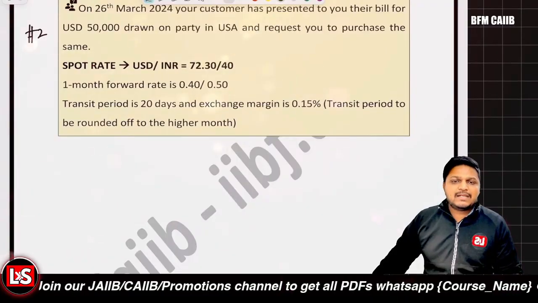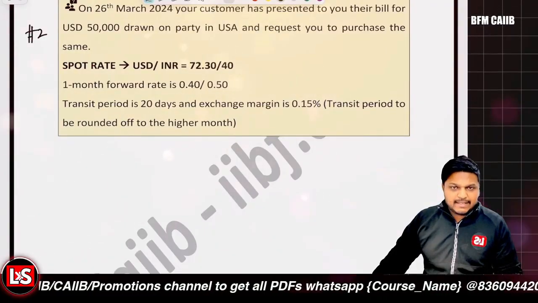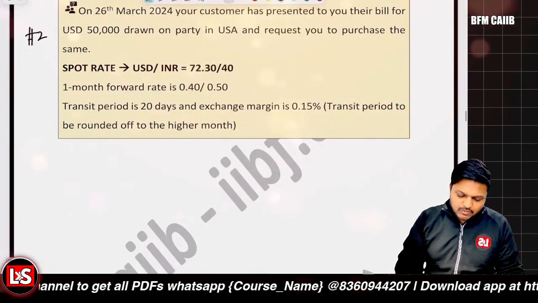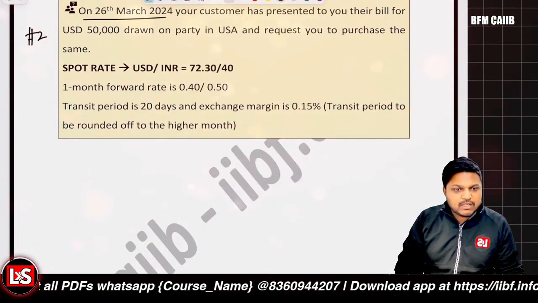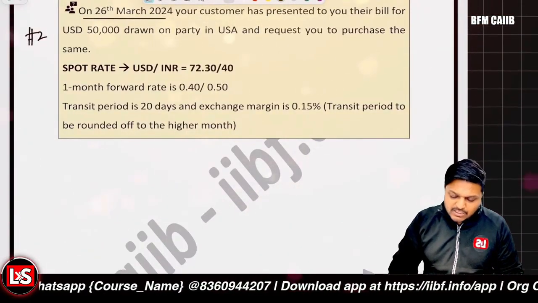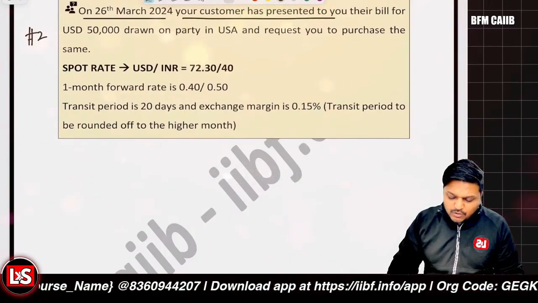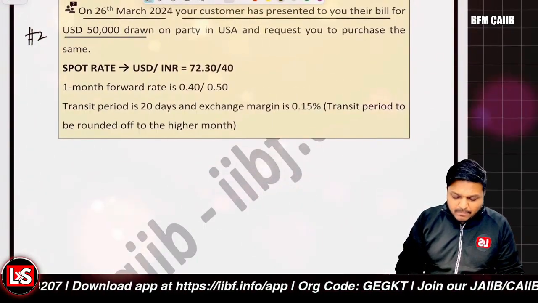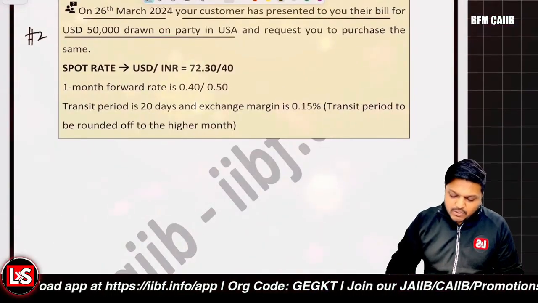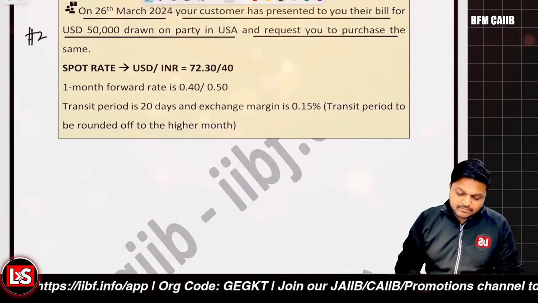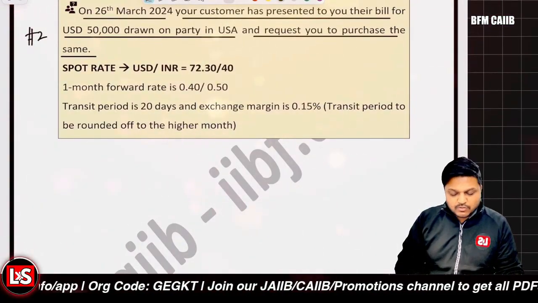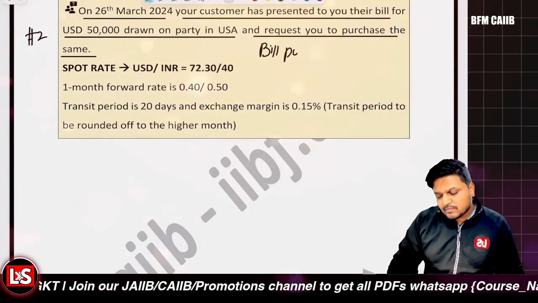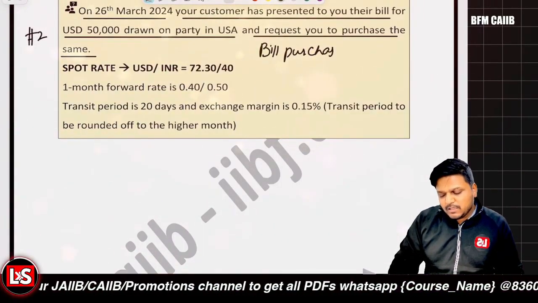So it clearly says now that on 26th of March 2024, your customer has presented to you their bill of USD 50,000 drawn on a party in USA and requests you to purchase the same. So it's about bill purchasing. What is the process related to bill purchasing?